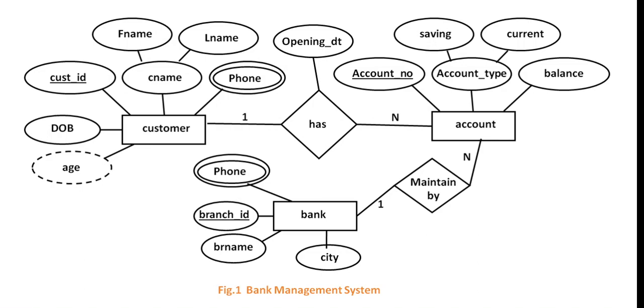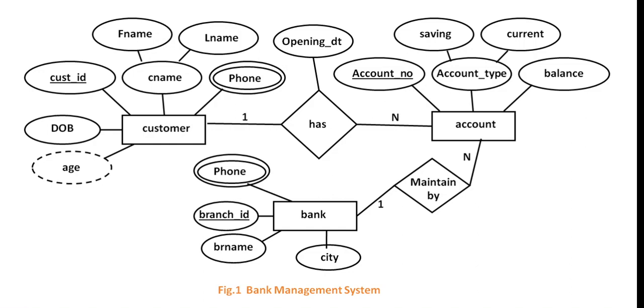Okay, and here in customer and bank, in these two entity sets, we can have an indirect relationship, like customer has an account in a bank maintained by one bank. Customer has account maintained by one bank. This is an indirect relationship. That's why we have not shown a direct relationship between customer and bank entity. Okay, so this is how we can draw an entity relationship diagram for a bank management system.